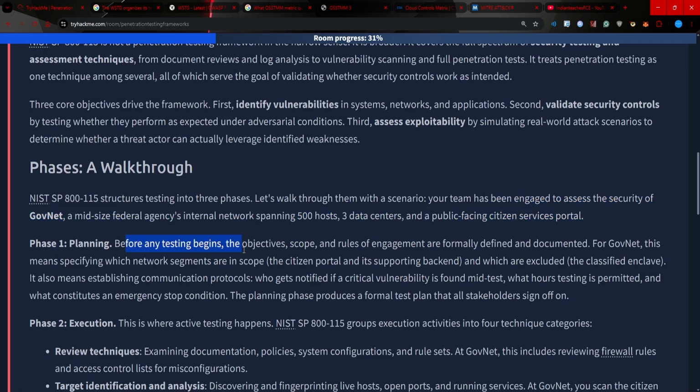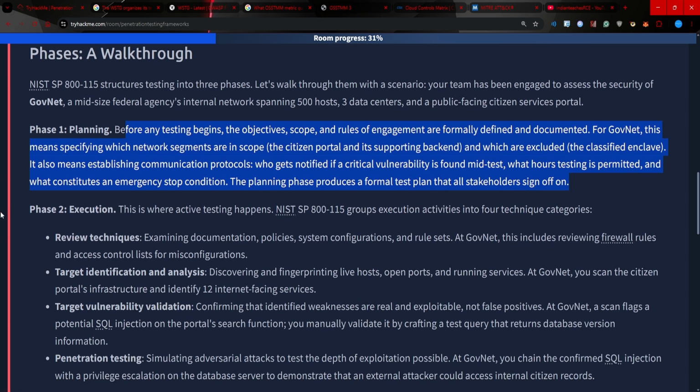Phase 1, planning. Before any test begins, the objectives, scope, and rules of engagement are formally defined and documented. For GOVNet, this means specifying which network segments are in scope, the citizen portal and supporting backend, and which are excluded, the classified enclave. It also means establishing communication protocols: who gets notified if a critical vulnerability is found mid-test, what hours testing is permitted, and what constitutes an emergency stop condition. The planning phase produces a formal test plan that all stakeholders sign off.